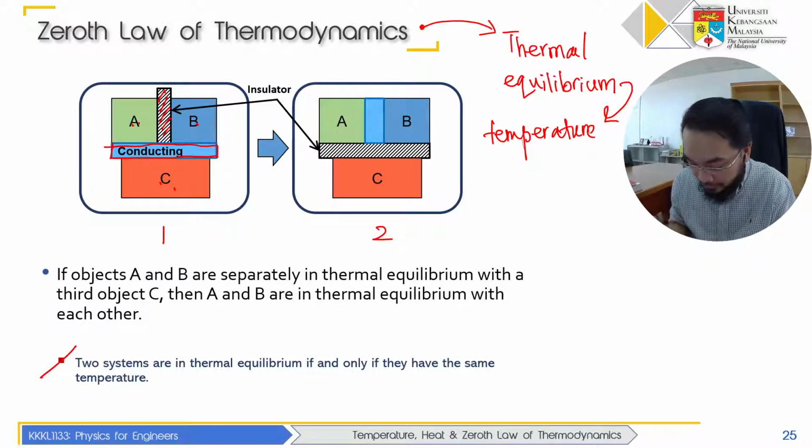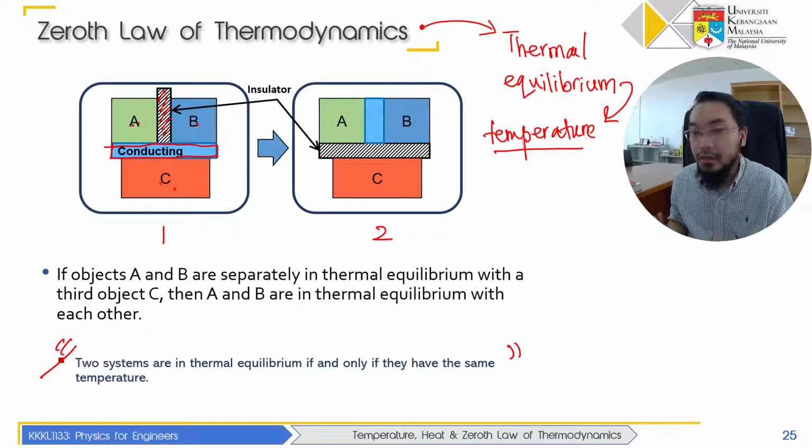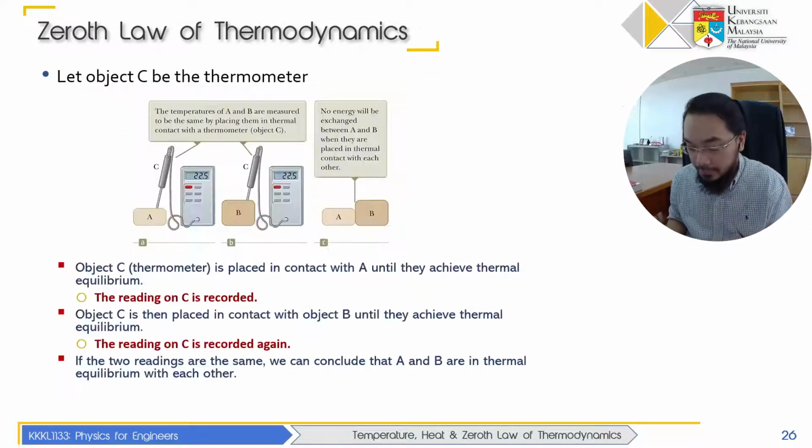So ultimately, this is a statement to describe the zeroth law of thermodynamics, which is a law to determine whether an object is in thermal equilibrium or not. To know if it's in thermal equilibrium, we look at the property temperature. If the temperature is the same, that means the two objects are in thermal equilibrium. So it's a very easy and straightforward law. That is the zeroth law of thermodynamics: two systems are in thermal equilibrium if and only if they have the same temperature.